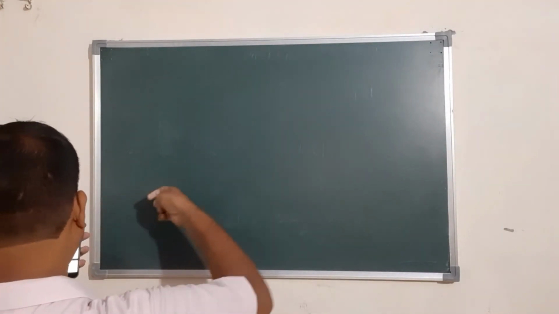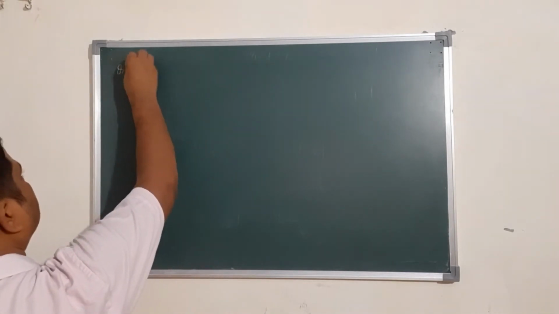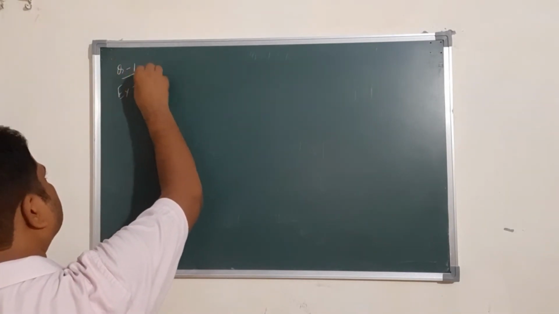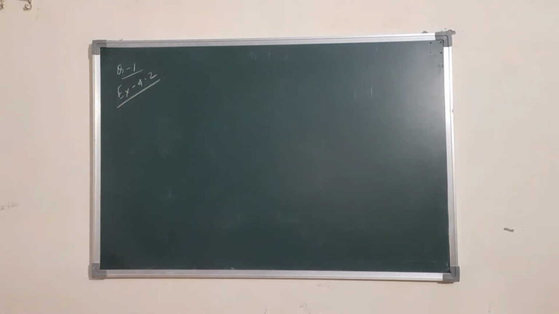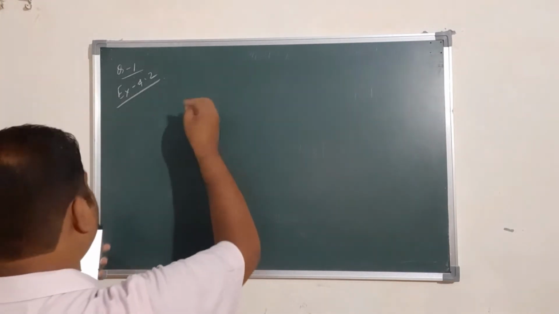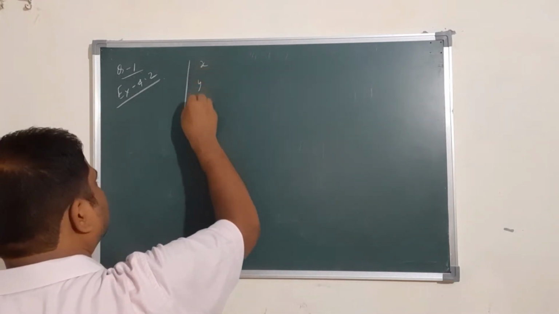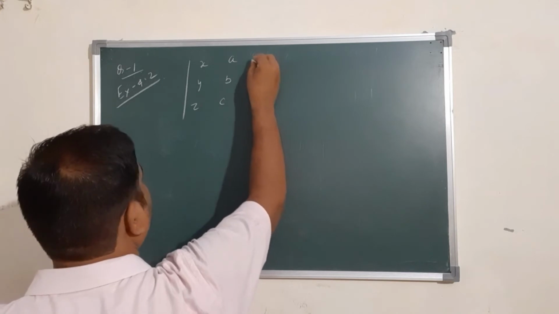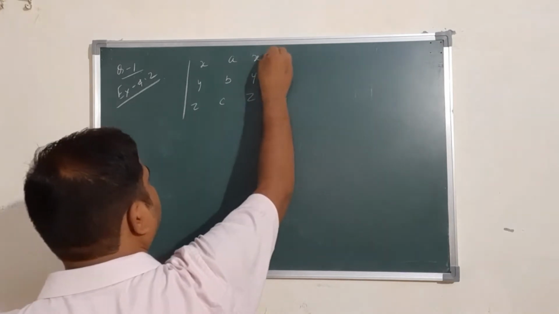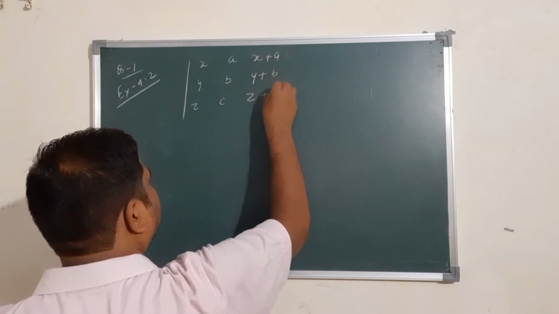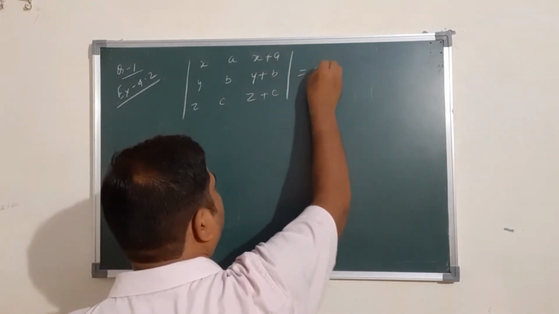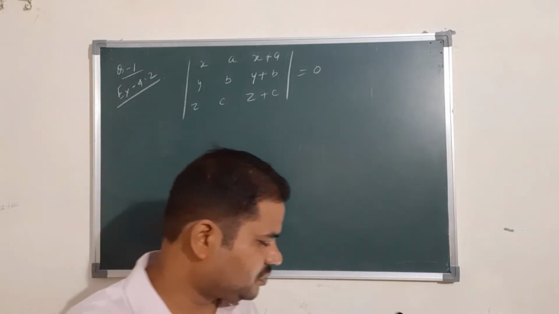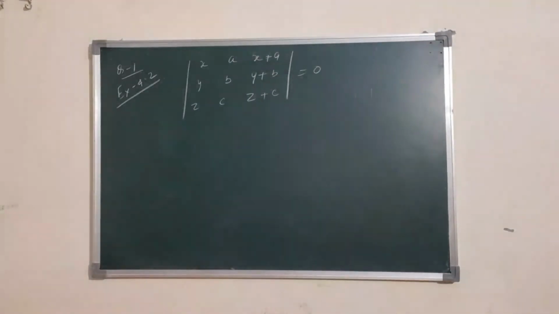First question is exercise 4.2. The determinant has rows x, y, z; a, b, c; and x plus a, y plus b, z plus c. This will be 0. So this particular determinant will be 0.